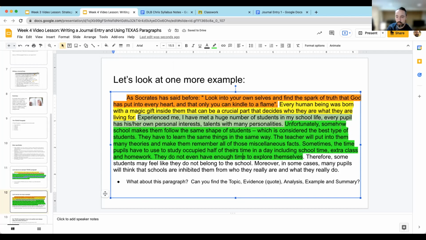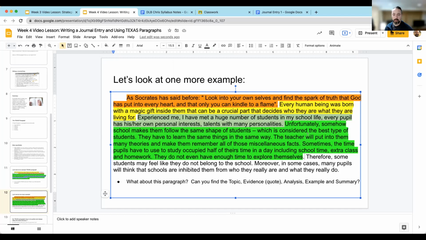So they say, unfortunately, somehow school makes them follow the same shape of students, which is considered the best type of students. They have to learn the same things in the same way. The teacher will put into them many theories and make them remember all those miscellaneous facts. Sometimes the time pupils have to use to study occupied half of their time in a day, including school time, extra class and homework. They do not even have enough time to explore themselves.